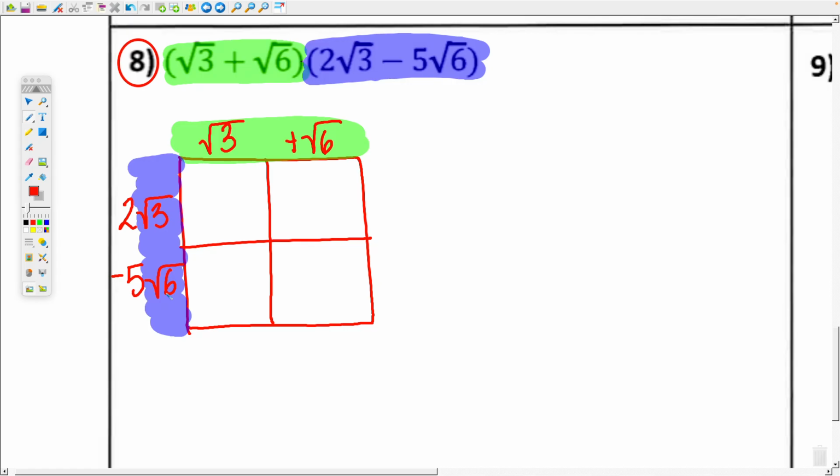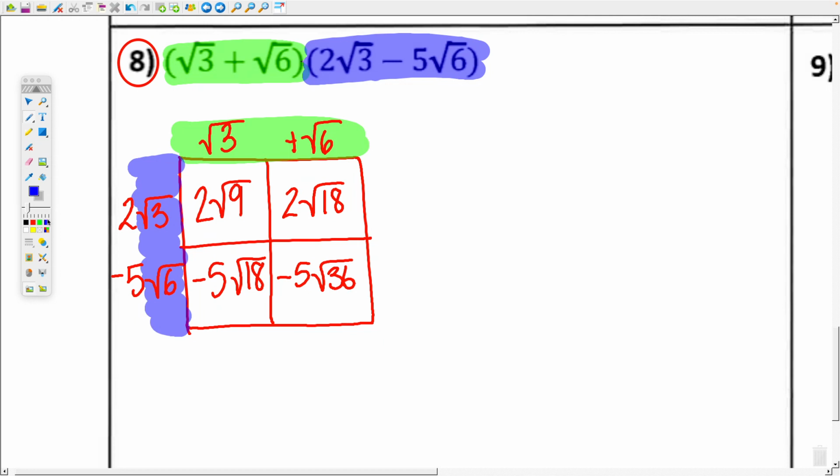Outside, inside times inside. So, first box: 2 square root of 9. Negative 5 square root of 18. 2 square root of 18. Negative 5 square root of 36. Questions so far? There's a lot more to simplify.